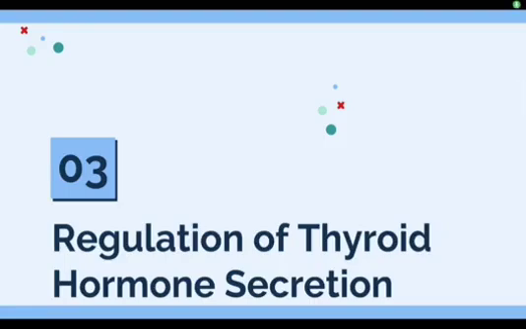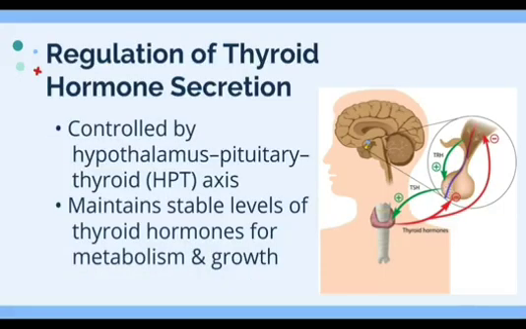In the third part of the thyroid session, we are going to talk about the regulation of thyroid hormone secretion. This is controlled by the hypothalamus-pituitary-thyroid axis, and this helps to maintain stable levels of thyroid hormone for metabolism and growth.